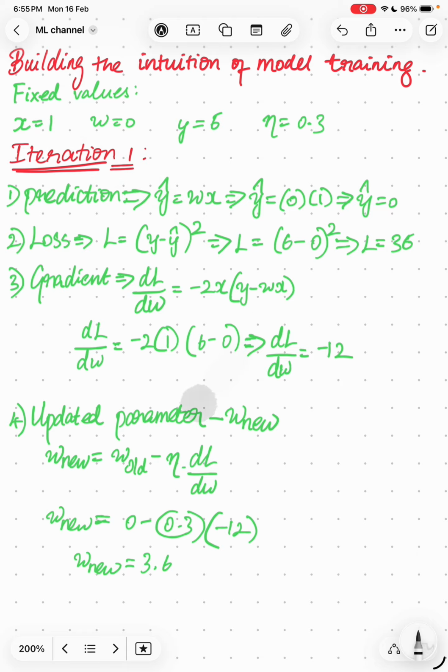What is the updated parameter? The updated parameter will be calculated using the gradient descent algorithm. We know this formula already. W new is equal to W old minus eta into dL by dW. I'm substituting the value of W old, the value of learning rate, and the value of dL by dW from the previous step where we calculated the gradient. So after all the calculations, the new weight is 3.6. Using this weight, we will go to the next iteration.